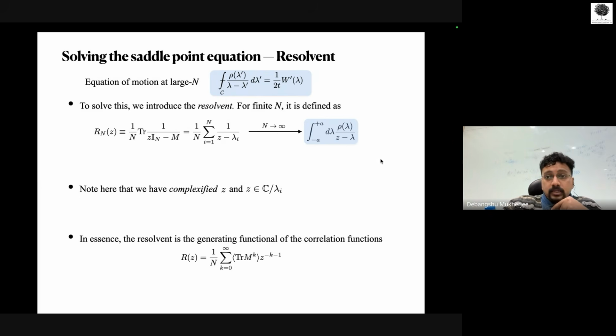Another thing to note here is that we are now no longer on the real line. What we have done is treat this object z as a complex number, and we are going to leverage the machinery of complex analysis in a very significant way in what is about to come. In essence, the motivation to define an object like this is that it is the generating functional of all possible correlation functions of this form. You basically take all possible powers and sum them up in this series. This is precisely what it is.